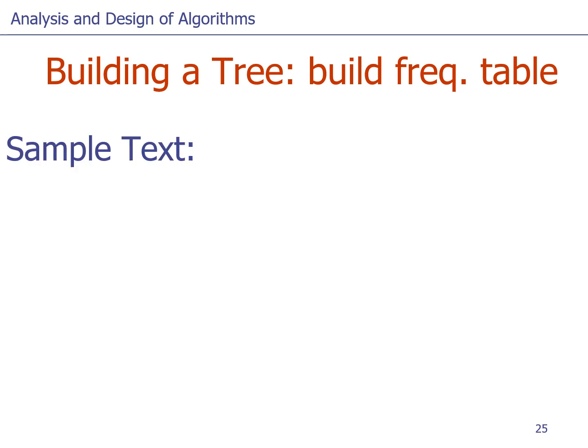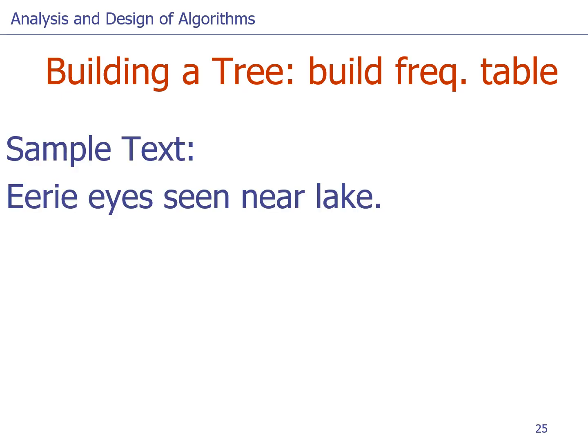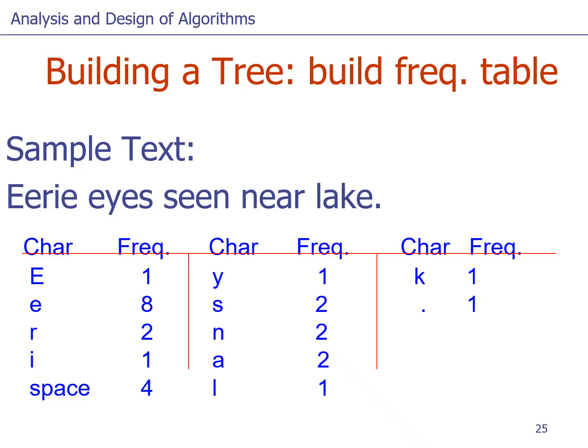So let's go through our algorithm for a specific piece of text. And this is the text, airy eye seen near lake. I'm going to scan this line of text. This is supposedly my file content, and I will count how many times every letter appears. So capital E appears once at the beginning of the line, small e appears 8 times, and it goes like this. K appears 1 time in the word lake, okay, and the dot appears at the end. And I have 4 spaces between the words, okay.